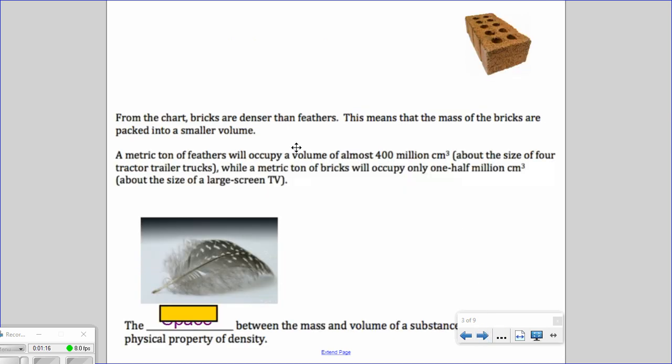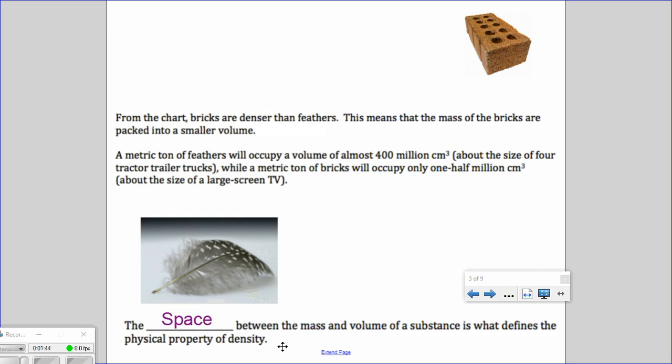So from the chart, you can see that bricks are denser than feathers. This means that the mass of the bricks is packed into a smaller volume. A metric ton of feathers will occupy a volume of almost 400 million centimeters cubed. That's about the size of 4 tractor-trailer trucks, while a metric ton of bricks would occupy 500,000 centimeters cubed. That's about the size of a large screen TV. The relationship between the mass and the volume of a substance is what defines the physical property of density.